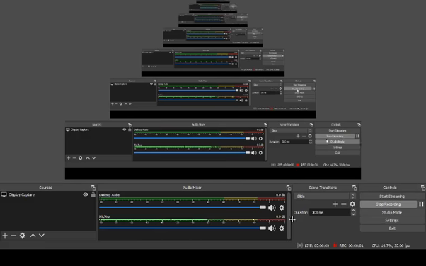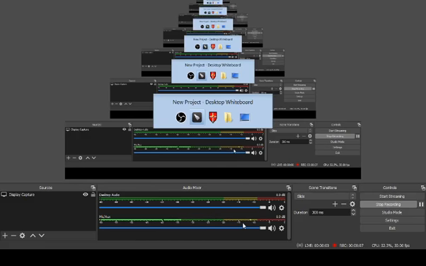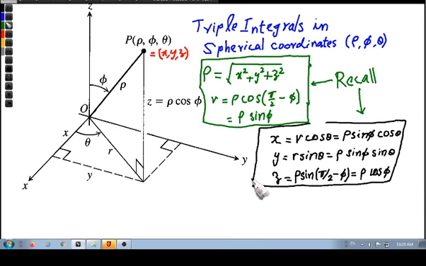Hello students, we will do triple integral in spherical coordinates. So recall what is spherical coordinates. This is a system to represent a point in the space. Suppose P is a point in space. How to reach the point P?